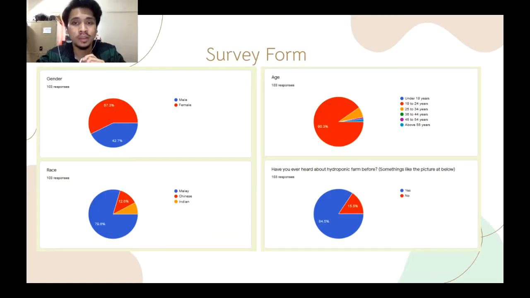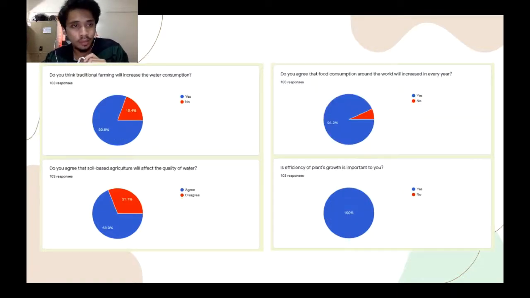So next is our survey form. Our respondents number around 103 responses, mainly aged around 19 to 24 years. The race is Malay around 80%, Chinese 12.6% and the other is Indian. So next, most of them have already heard about the hydroponic farm system, around 84.5%. And do they think that traditional farming will increase water consumption? The majority of them say yes, around 80%.